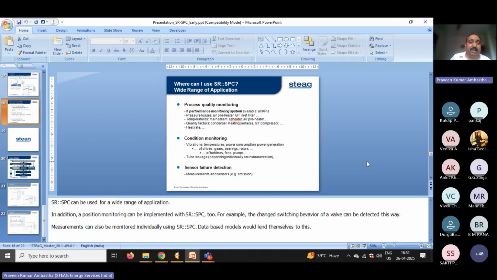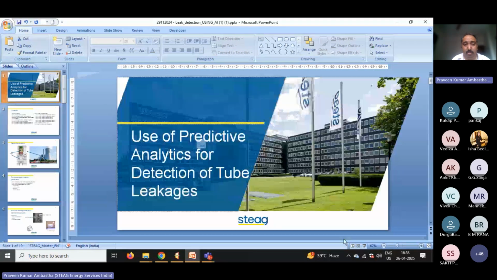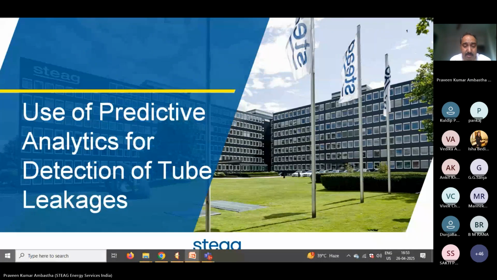So the next topic, a very, very important topic, is boiler tube leakages. How is AI ML being used to find boiler tube leakages? And if your plant wants to install this system, what is required to install this boiler tube leakage detection system?